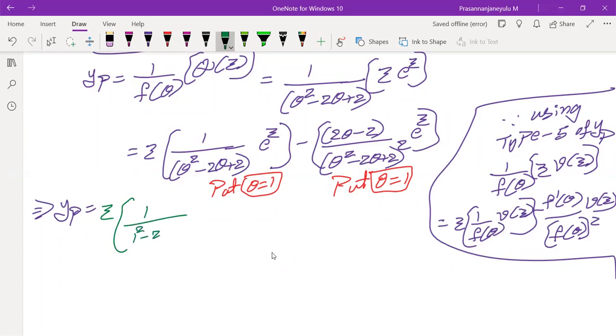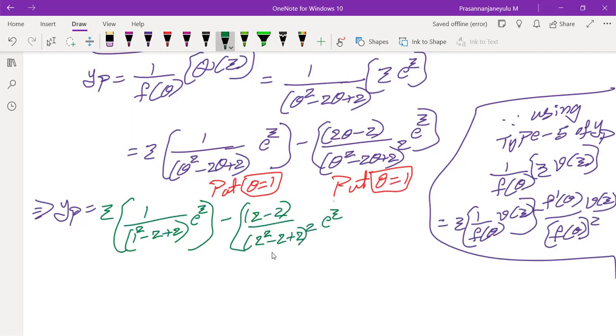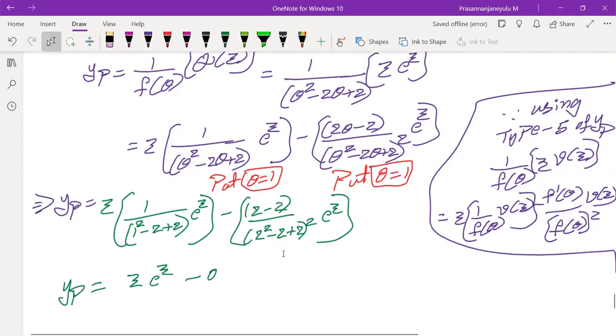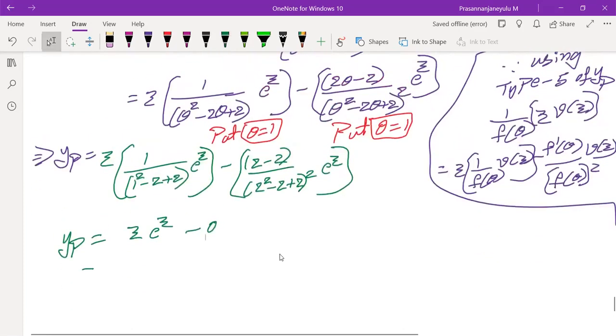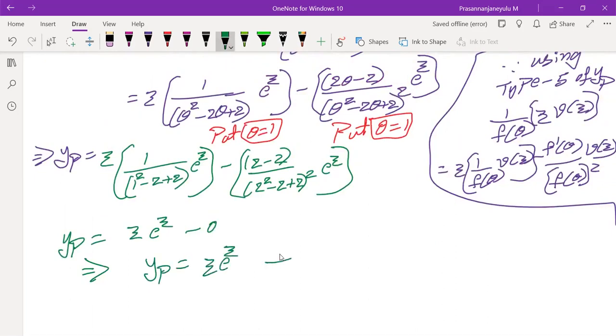So 1 square minus 2 plus 2 of e power z, minus of 2 into theta, theta is 1, so 2 minus 2 is the numerator part, by 1 square minus 2 plus 2 whole square of e power z. So what are we going to get finally? z by 1 into e power z. This is our yp. But what about the next term? 2 minus 2 becomes zero. The numerator part becomes 0. That implies yp equals z into e power z. This is equation number 5.